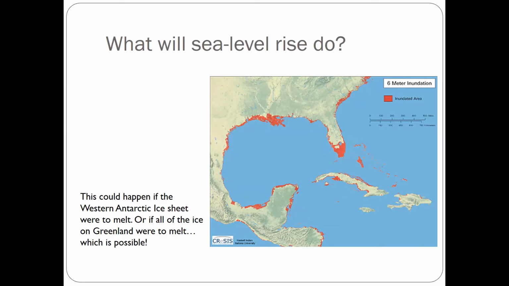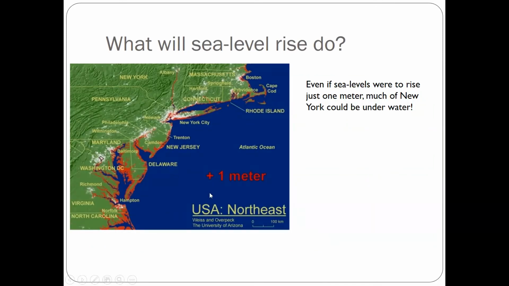Most of southern Florida would be gone. Miami's gone. Lake Okeechobee's now part of the ocean. New Orleans is gone. Many coastal regions are gone. Even just 1 meter of sea level rise, this is relatively modest, could result in tremendous inundation, tremendous submerging of places. Much of New York City would be underwater.